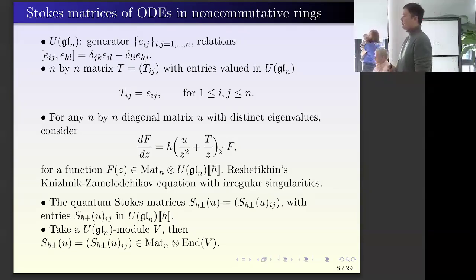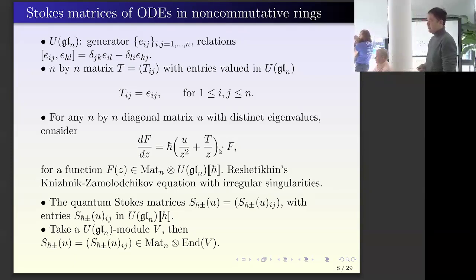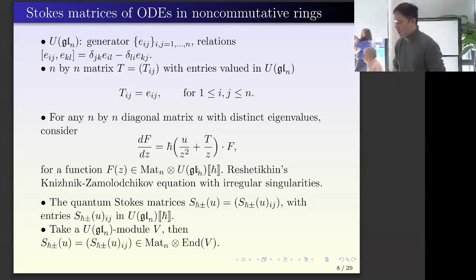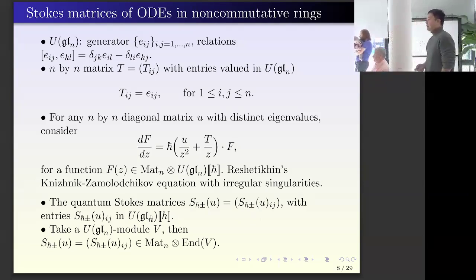So this is a universal setting, but we can also work with a finite dimensional setting. That is, we can take a finite dimensional UG module V, and then we can ask for solutions of this equation, but for a function f(z) valued inside matrix n tensor endomorphism V. So we can replace UG by endomorphism V, and then the Stokes matrices are n-by-n matrices, but with entries valued in endomorphism V. That is the finite dimensional setting.